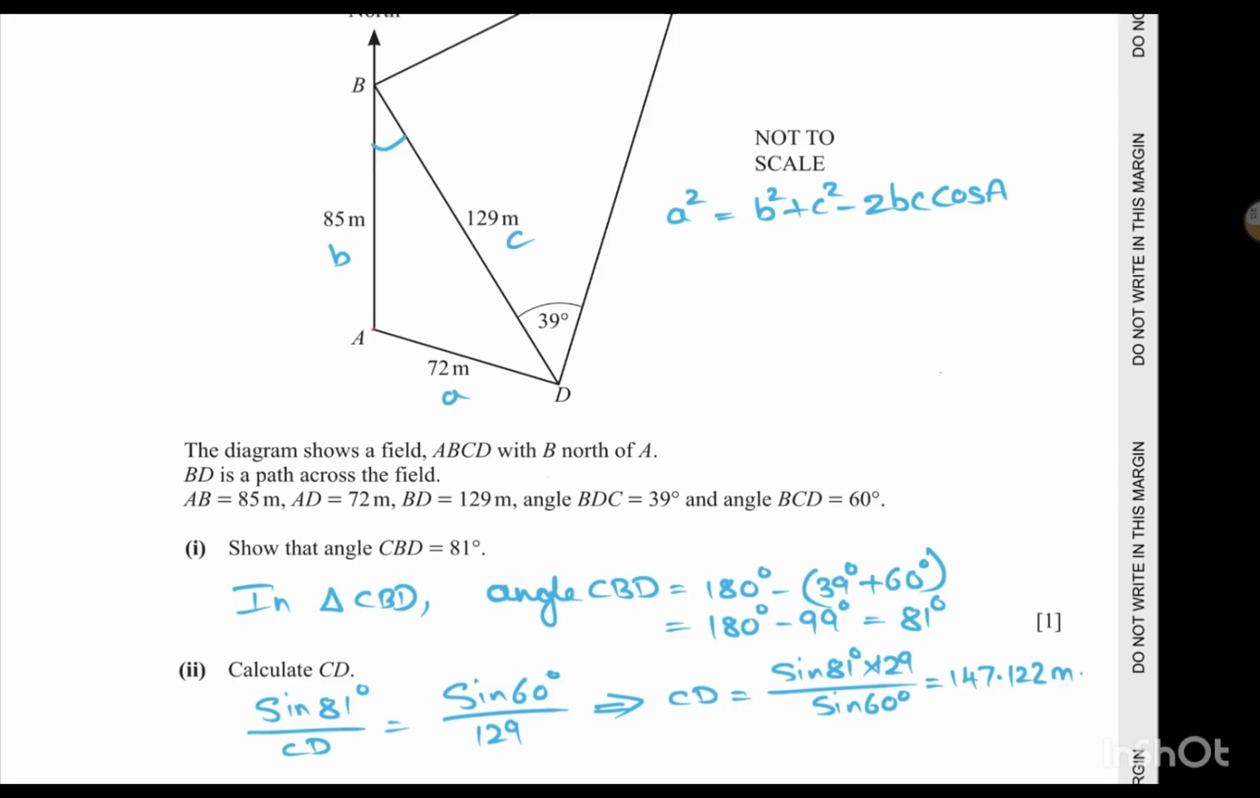Okay, so now rearranging the formula, we bring b square and c square onto the left hand side. We get this and minus 2bc cos A on the right hand side. Now just keeping cos A onto the right hand side, bring this 2bc. So you get a square minus b square minus c square by minus 2bc will be divided, and you have cos A on the right hand side.